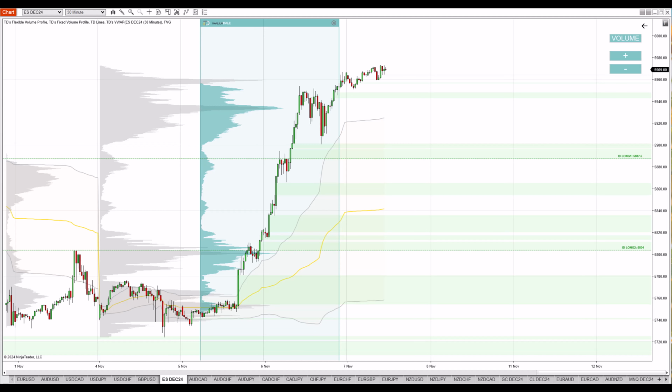Today I'd like to talk about the ES, which is futures for the Standard & Poor's Index 500. So what you see before you, this is the ES 30-minute chart. This is NinjaTrader 8 platform with my custom-made volume profile and VWAP indicators.